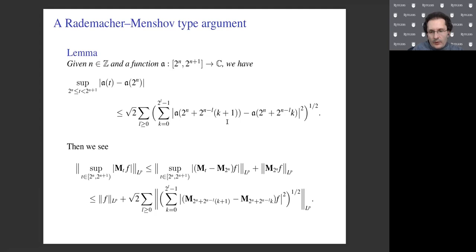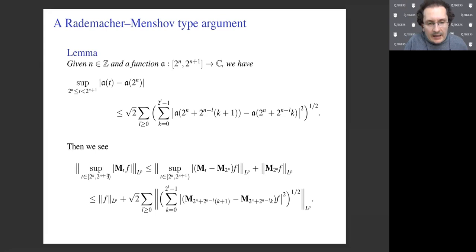And now if we use this inequality, and we want to pass from the lacunary case to the full maximal function, then in view of some Littlewood-Paley theory, everything is reduced to understanding the behavior of the maximal function in this dyadic block. Because if we are able to provide the dimension-free estimates for the maximal function in the dyadic block, then we can use the square function argument, and everything can be extended to the general case when the supremum is taken over all positive times.